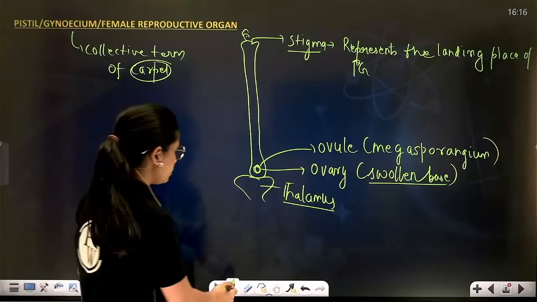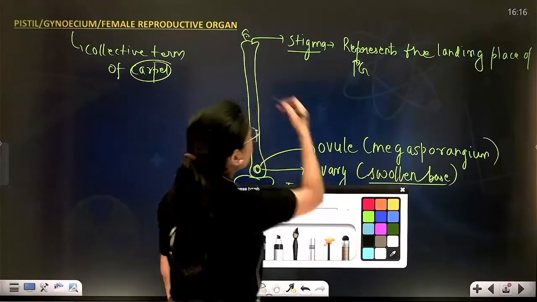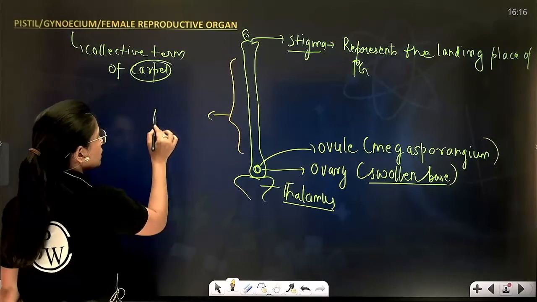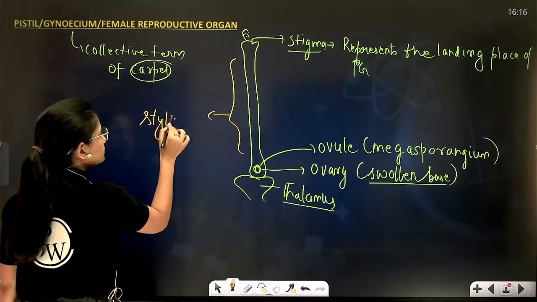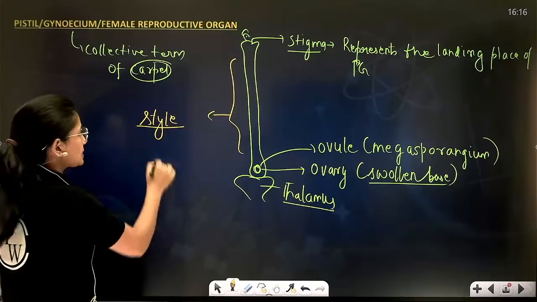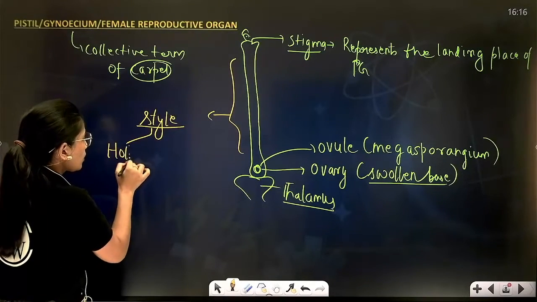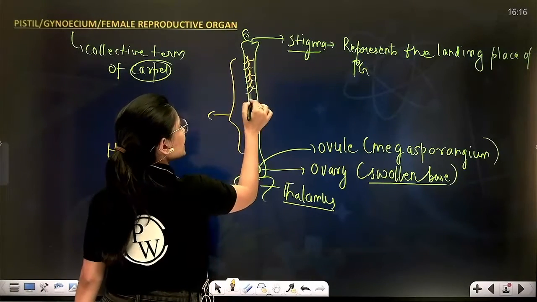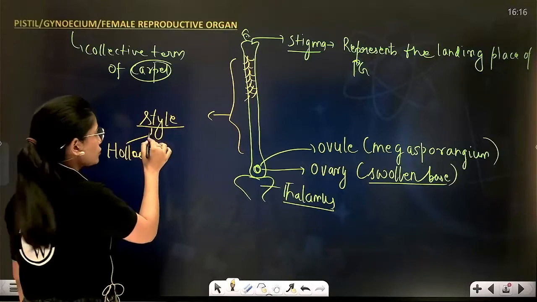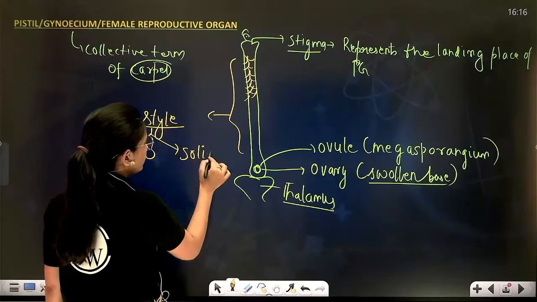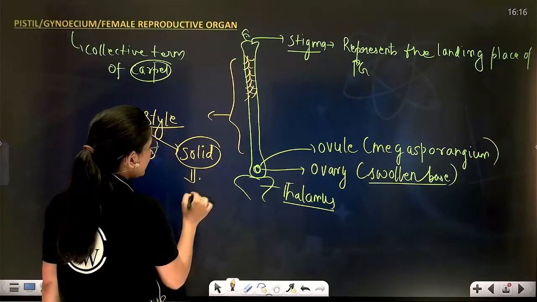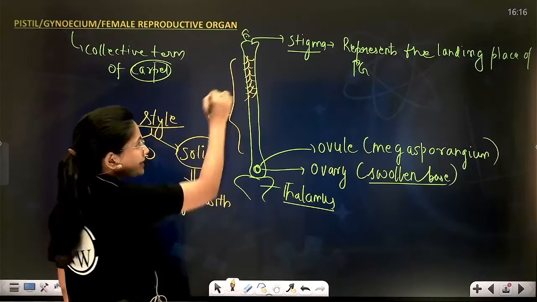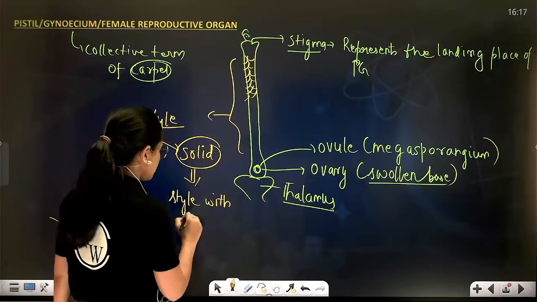Correct? Now, these two structures, ovary and stigma, are connected with a pipe-like structure called the style. Correct? Style may be hollow or may be filled with tissues. Such a style which is filled with tissues is known as solid. So what is a solid style? Style with transmission tissues. Which are these tissues? These are transmission tissues.